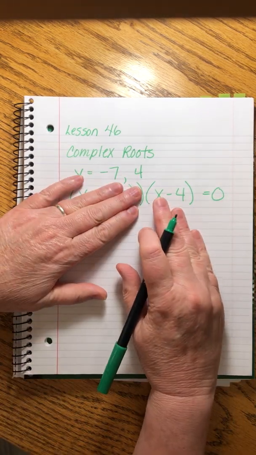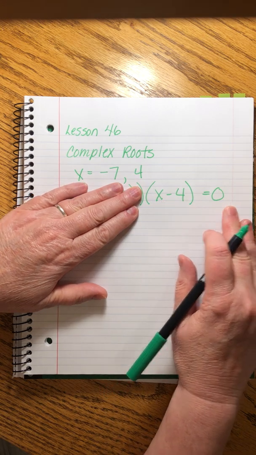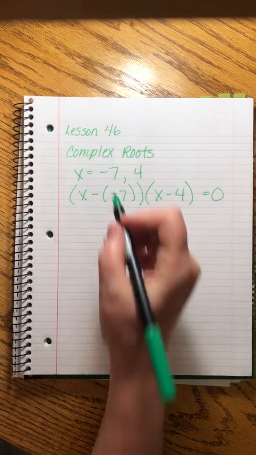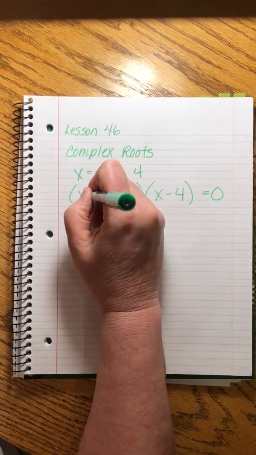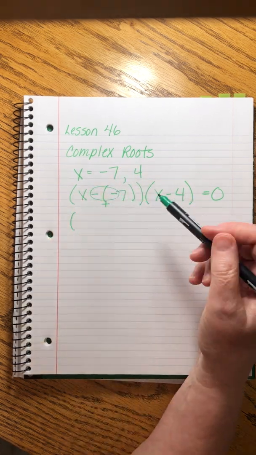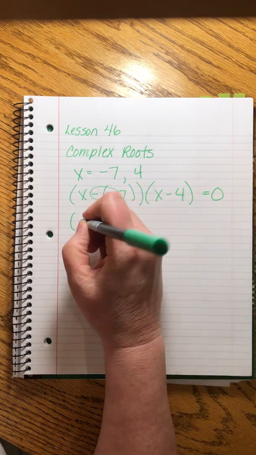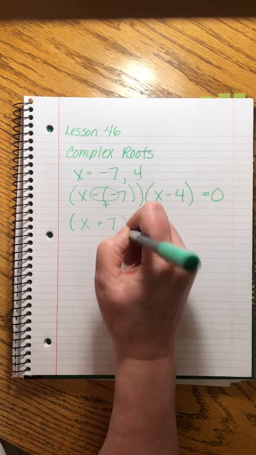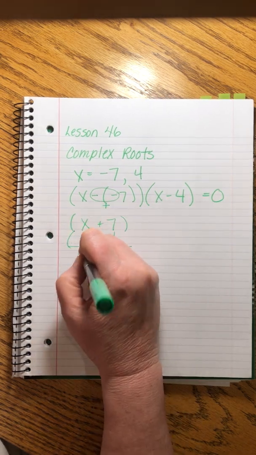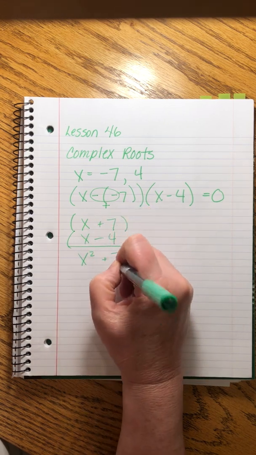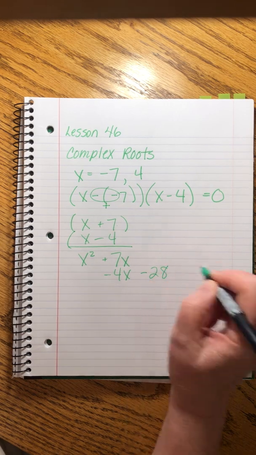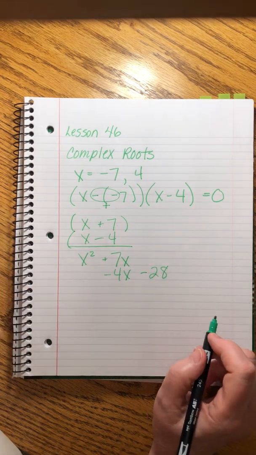And we know that if we had this, this would give us x equals 4. So by saying x minus the root, we're setting up the binomials. We just have to be careful when we have a negative root because that will turn into a plus. And now we can multiply this in our head. Let's see, it'll be, well, let's just do it. X plus 7, and I don't need the parentheses, x minus 4, it'll be x squared plus 7x minus 4x minus 28.